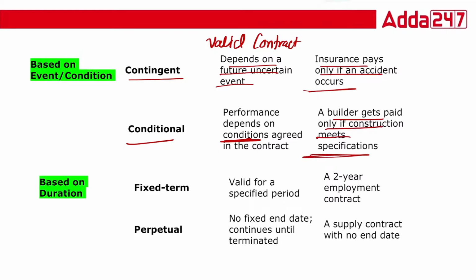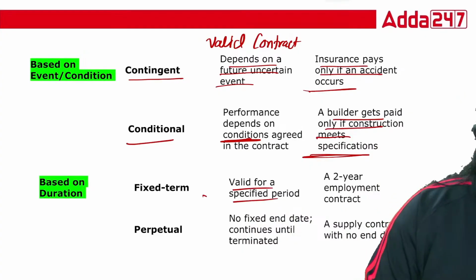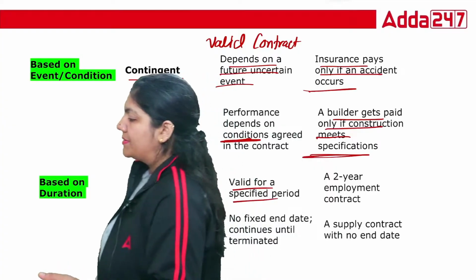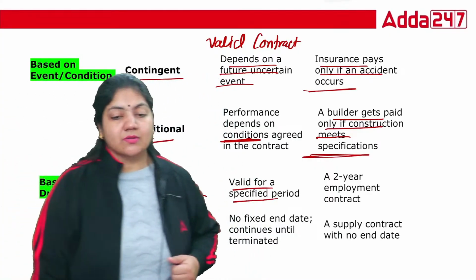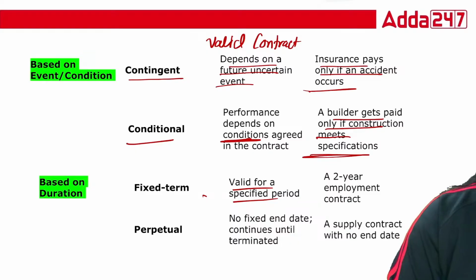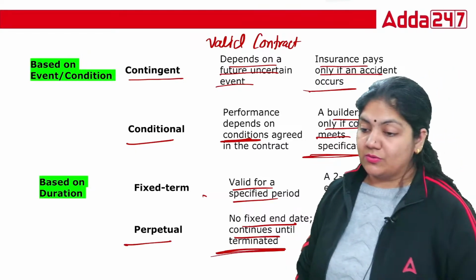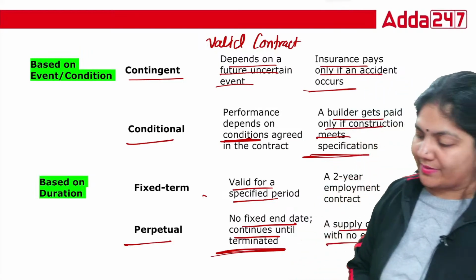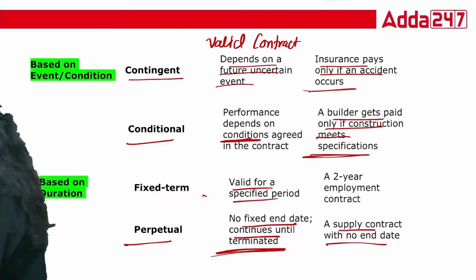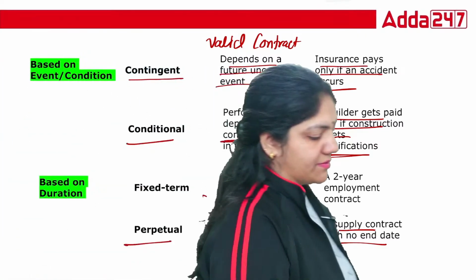Okay, now what is fixed term contract? The fixed term contract is one where the term is fixed. Suppose I hire a person in my company only for 2 years. So this is called a fixed term contract. And what is perpetual? Perpetual means no fixed end date, continuing until terminated. A supply contract with no end date is the best example of perpetual contract. Perpetual means long lasting. So this is the best example.